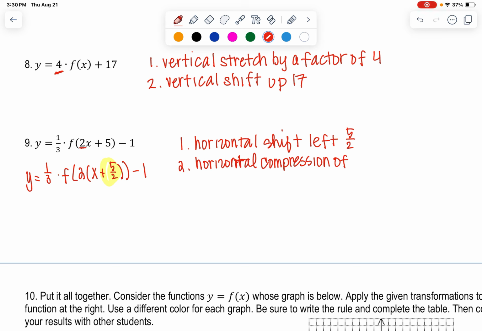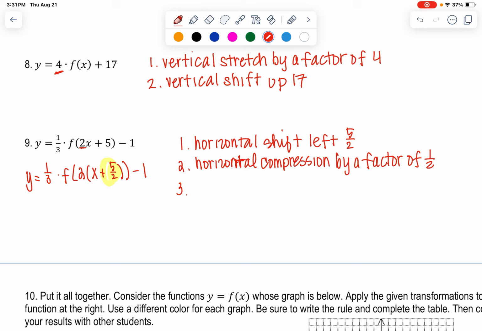By a factor of, and then it's x divided by b, so you would take it and divide by that b value instead of multiply by that b value, so it's of 1/2. Another way of looking at it is it's the reciprocal of 2.